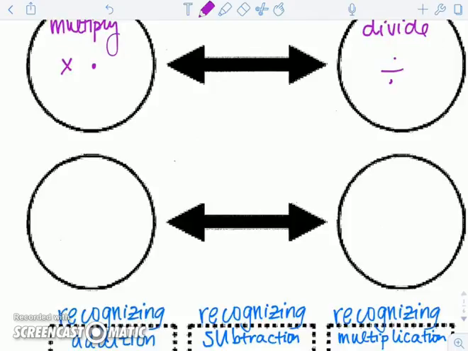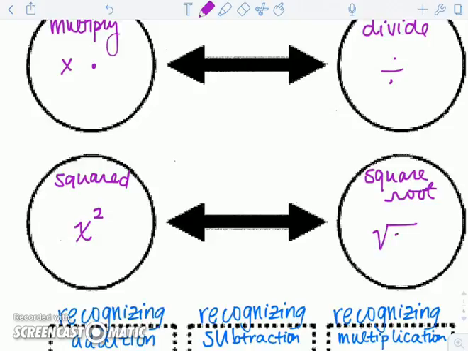Here's another one. Something was squared, so x squared. I would undo that by taking the square root. I would not divide it by 2. I take the square root and it looks like this. If you haven't seen that before, that's fine. We're going to touch on that later. But if I had taken the square root, in order to get rid of that square root, I would square. They're inverse operations of each other.